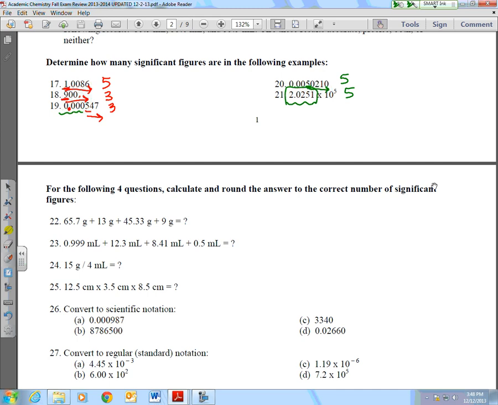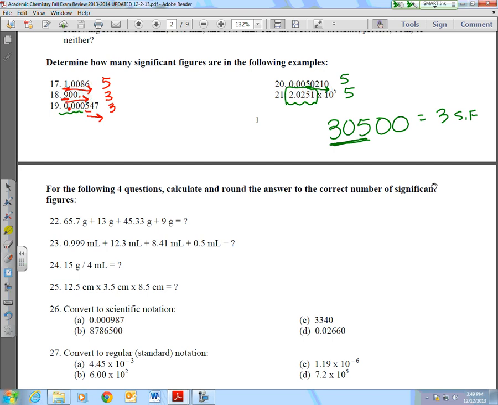Okay, so if there's not a decimal, let's say that's my number, okay? So I underline the first non-zero. There's no decimal, so the zeros at the end don't count, okay? This would be called a sandwiched zero, so it does count. So this would be 3 significant figures, okay?